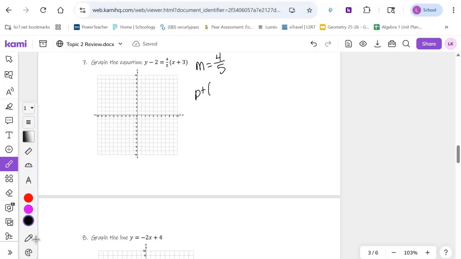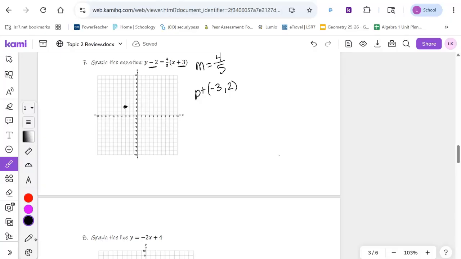My point, remember, is going to be your opposite x and your opposite y. So plus 3, the opposite would be negative 3. Minus 2 would be plus 3. Now, I'm going to go to negative 3, 2. So remember, you go negative 3, up 2, put a point.